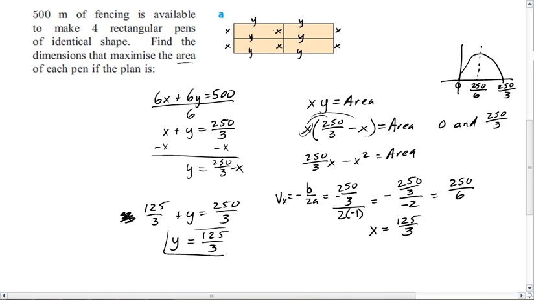The dimensions have to be the same. It should kind of make sense. As long as you've got to make fence everywhere, then obviously a square is going to be your best option. It's going to maximize the area. And so there you go, 125 over 3 times 125 over 3.